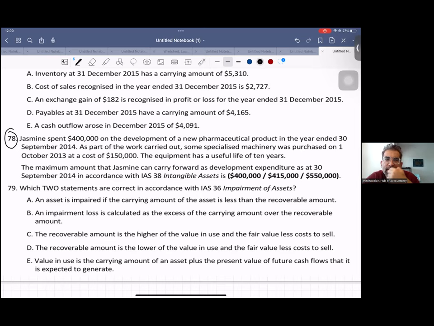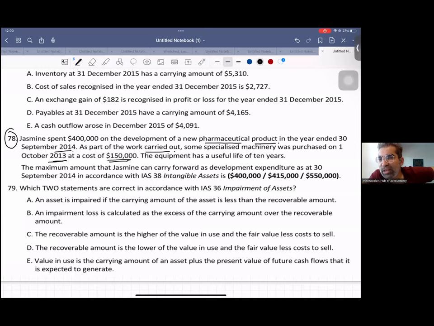Yes, see, Jasmine spent 400,000 for the development of a new pharmaceutical product in the year ended 30th September 14. As part of the work carried out, some specialized machinery was purchased on 1st October 13 at a cost of 150,000. Now, for this development project, we have bought a special machine, and this machine is also being used for this project. So the depreciation of the machine will be capitalized in this project. Remember, I just told you.